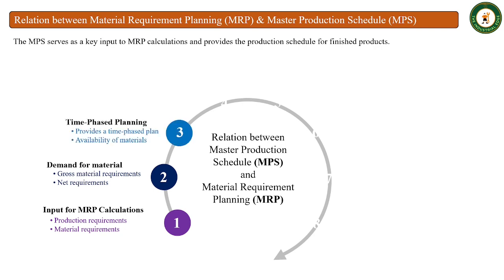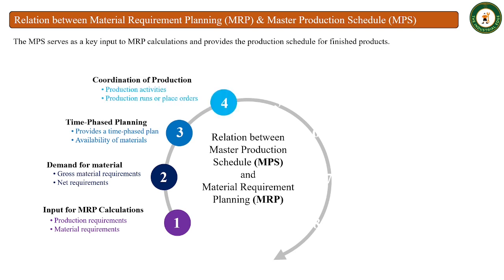Third, time phase planning. The master production schedule provides a time phase plan for production. MRP aligns with this plan with the required material quantities and timing, ensuring that the necessary components and materials are available when needed for production.